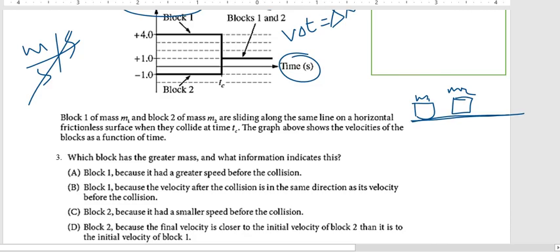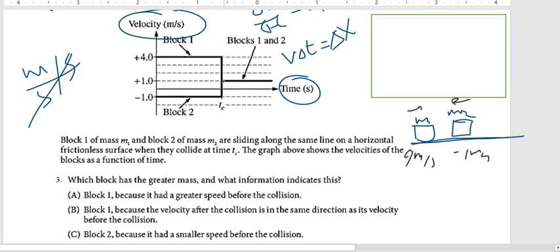So they actually started off, one going this way, one going the other way. Oh, that makes sense. Block 2 is going negative and it's slower. It looks like this one is -1 meters per second, and this one is 4 meters per second. The graph above shows the velocities of the blocks as a function of time. And they have the same velocity afterwards. So afterwards, they end up sticking together and going in the positive direction at 1 meter per second.